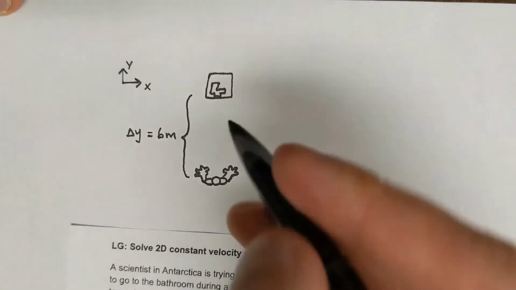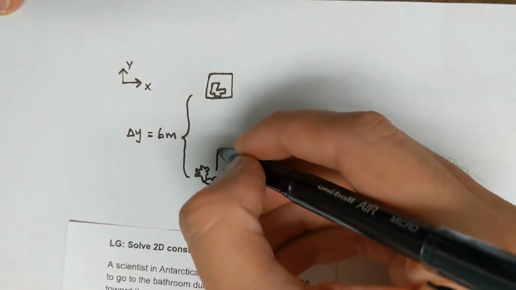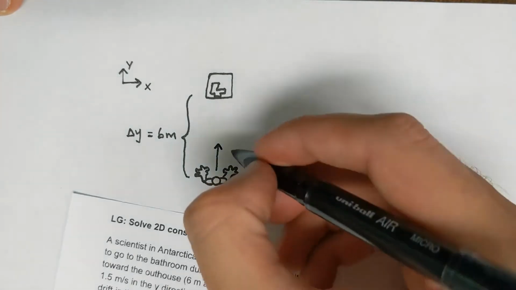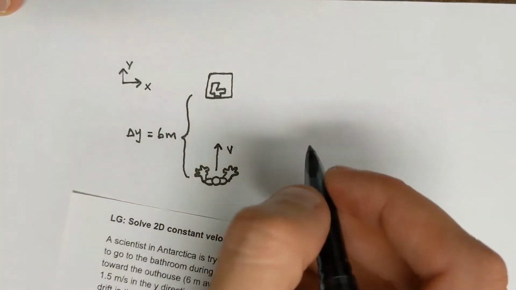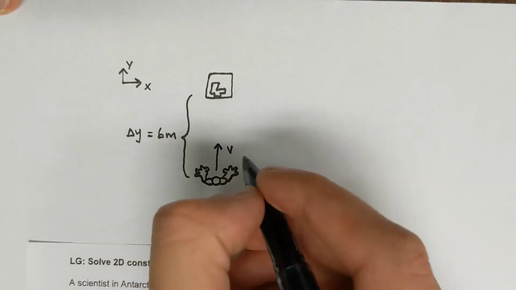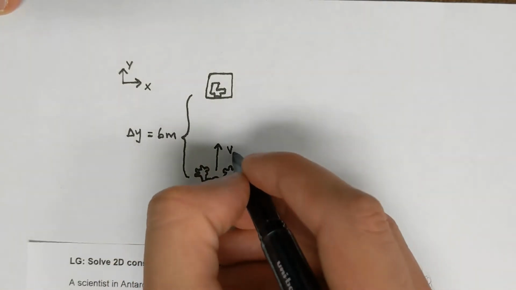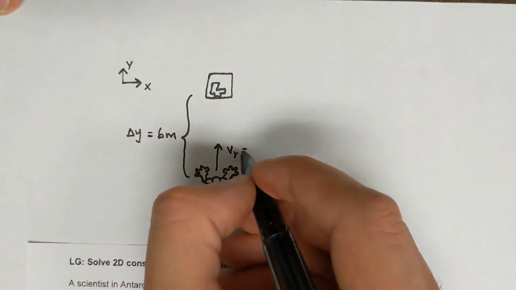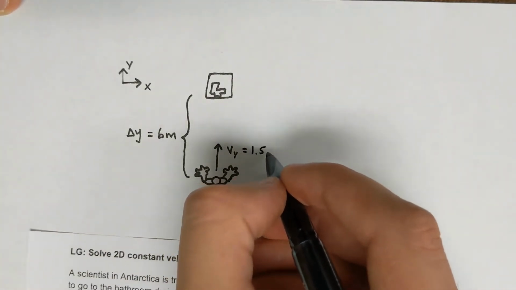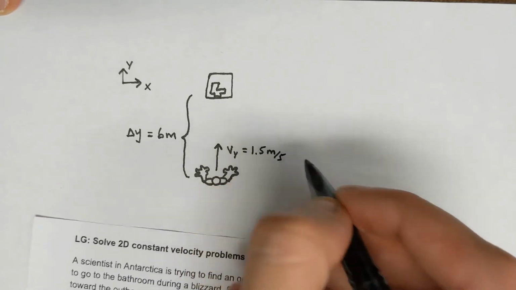Let me add that to my diagram. So there's some motion happening in this direction, and for speed, we use the letter v for velocity, and we should be specific because this is her speed in the y direction. So let's put a little y next to our v to show that this is the speed in the y direction, is 1.5 meters per second.